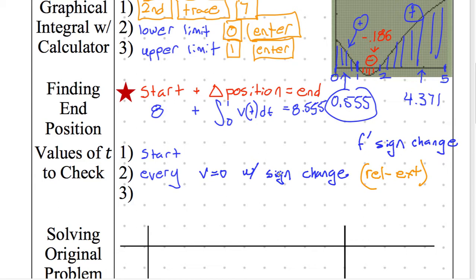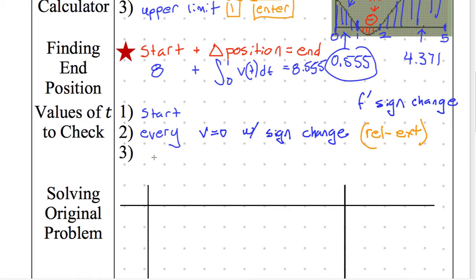Every v equals 0 with a sign change. So wherever it crosses the x-axis, that's the point that you need to check for a t value. And there's going to be probably more than one. Sometimes there's only one. Usually there's going to be 2 or 3. And finally, you need to check your end value. So you might have 3 things to check, you might have 5 things to check, but these are all the values of t that you need to check.